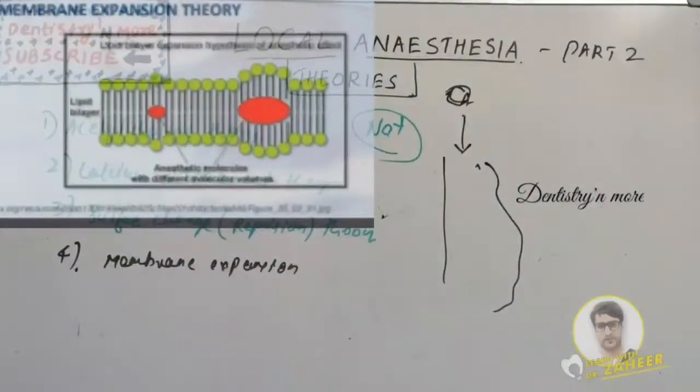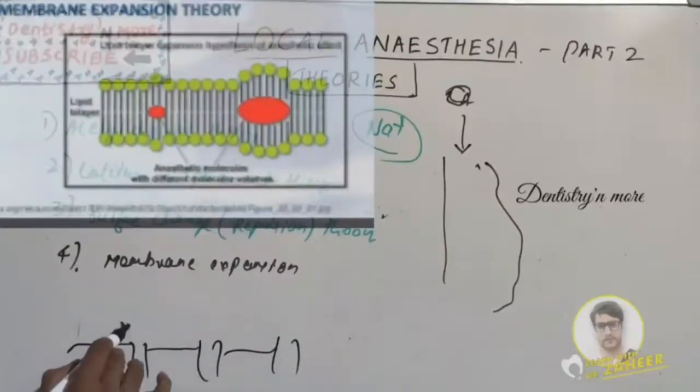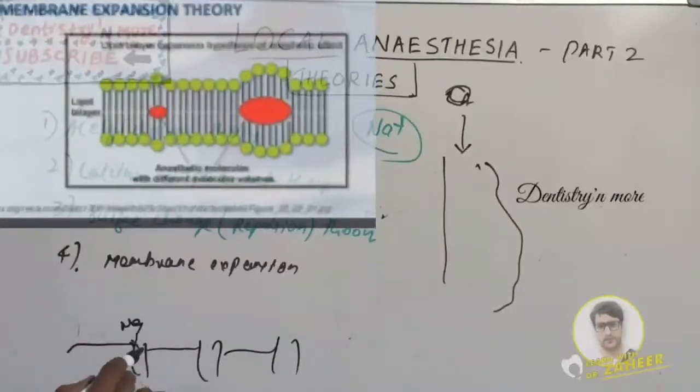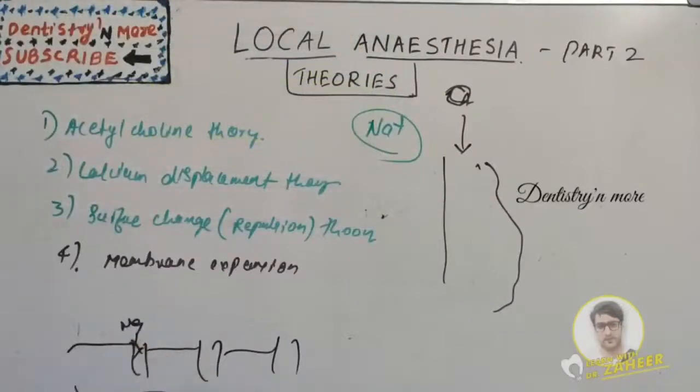So it prevents the increase in permeability to sodium ions. Lipid soluble LA solutions can easily penetrate through the lipid portions of the cell membrane, changing the configuration of the lipoprotein matrix of the nerve membrane, which results in decreased diameter of sodium channels. We learned in our first session that sodium channels are where sodium enters the cell membrane and causes depolarization.